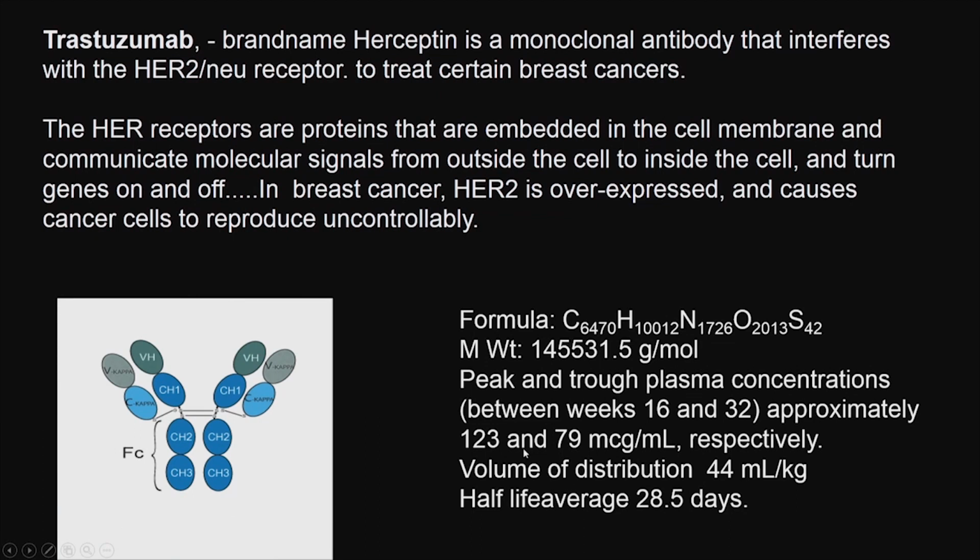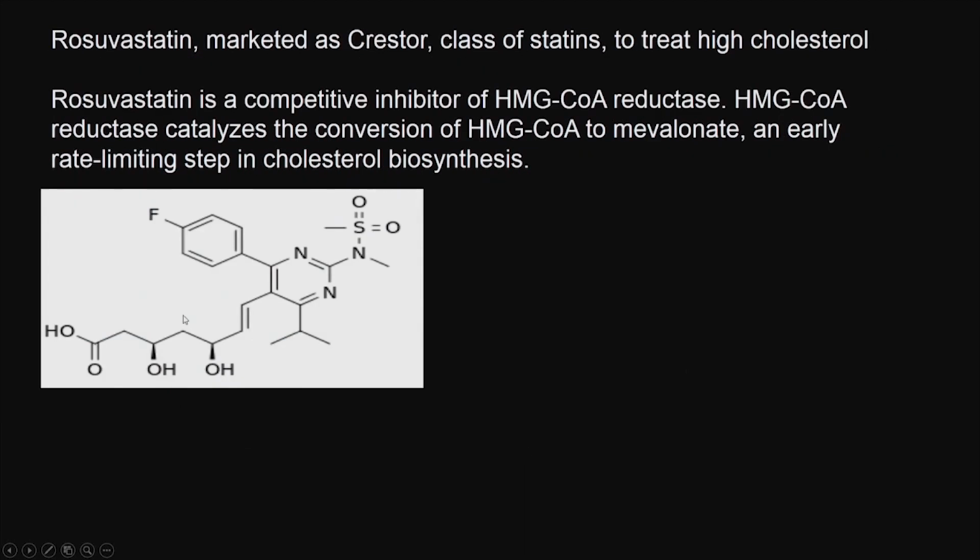As you can see, many of these biological molecules have very large molecular weight, and so most of them are given intravenous because of their stability at GI pH of 2, as well as the fact that they will not be able to cross the barrier.